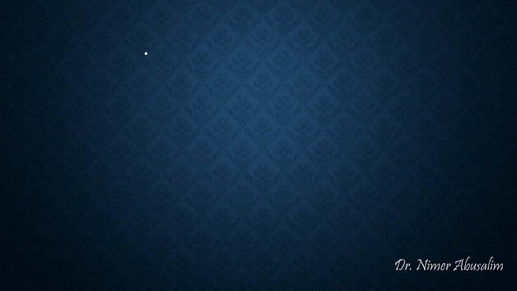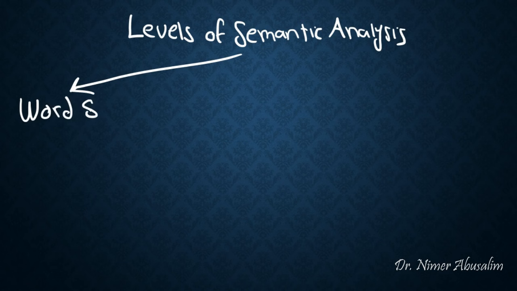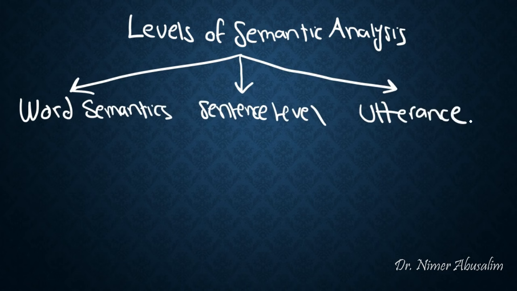In this e-lecture, we introduce one level of the three different levels of semantic analysis. If you recall, we said that semantic analysis can be done on three different levels. The first is the word level, and so we call this word semantics. The second is the sentence level, and the third is the utterance level.